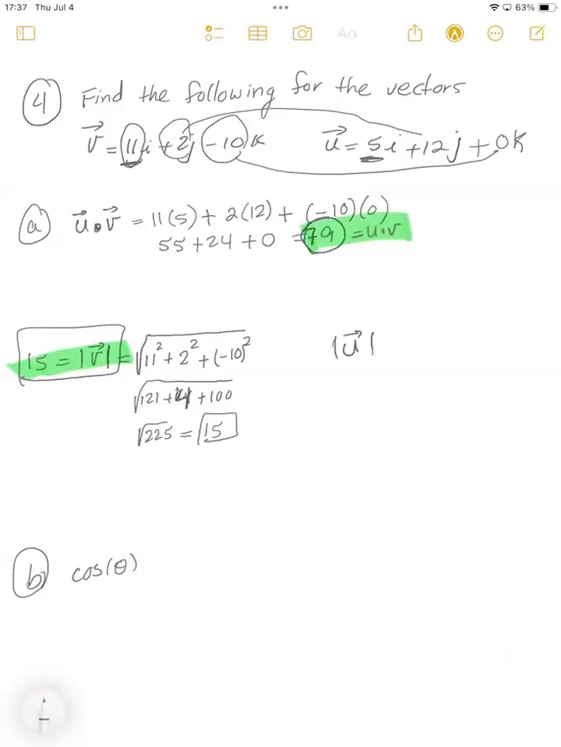And then the magnitude of u is going to be 5 to the power 2 plus 12 to the power 2 and 0 to the power 2. You don't need to write 0 to the power 2. So we get 25. 12 times 12 is 144. We get 169. When we add them, the square root of 169 is 13. So the magnitude of u is 13.